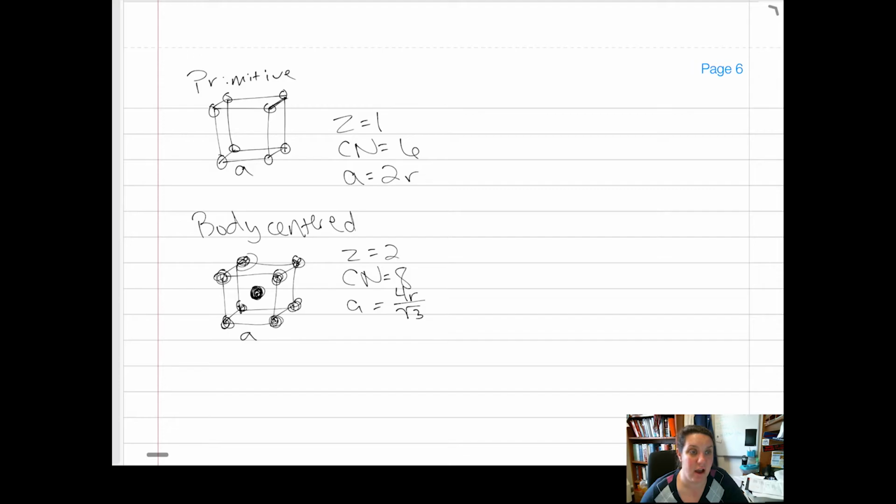Next we have cubic closest packed or face-centered.